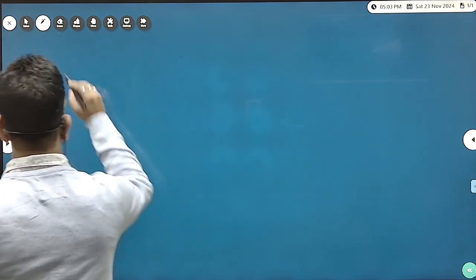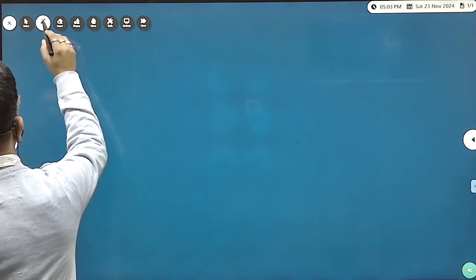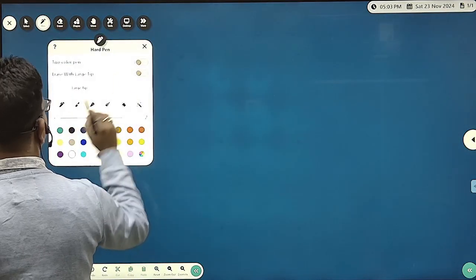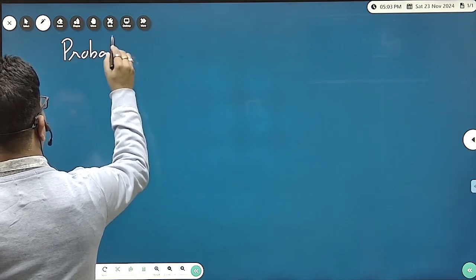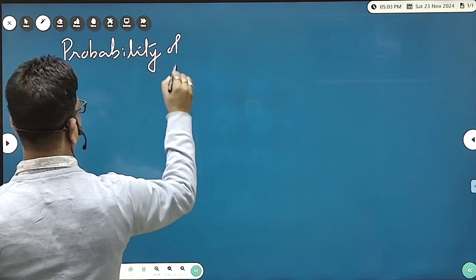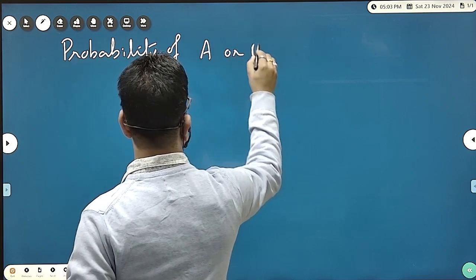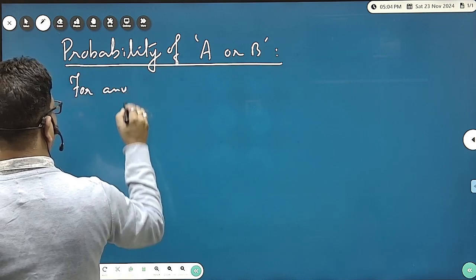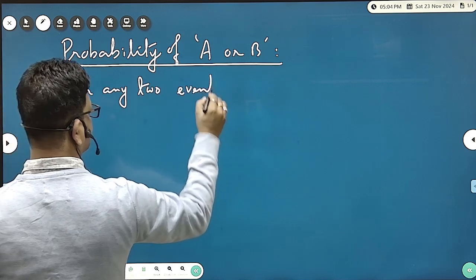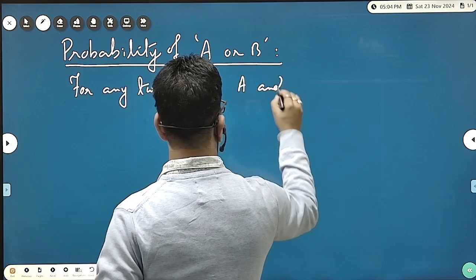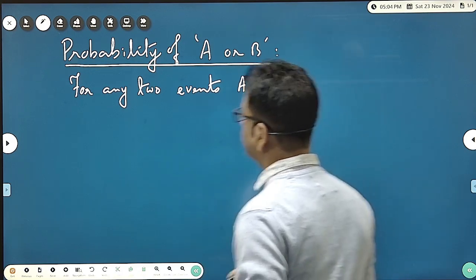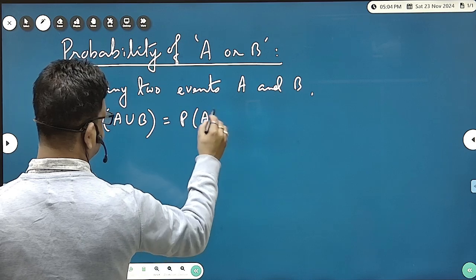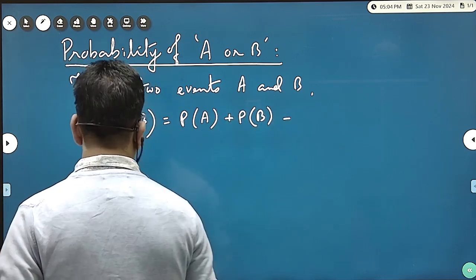So write it. Probability of A or B. Okay. So I'll explain what this is. For any two events A and B, P of A union B is equal to P of A plus P of B minus P of A intersection B.